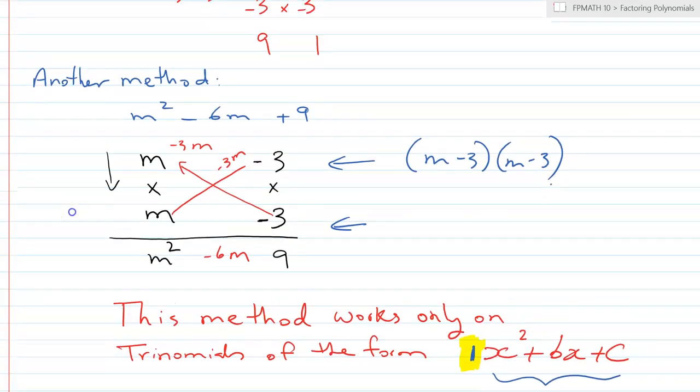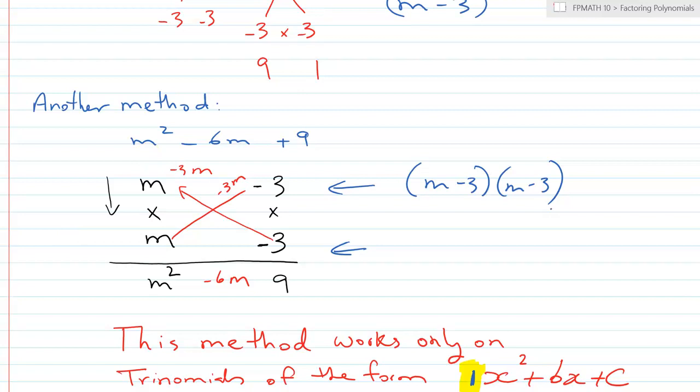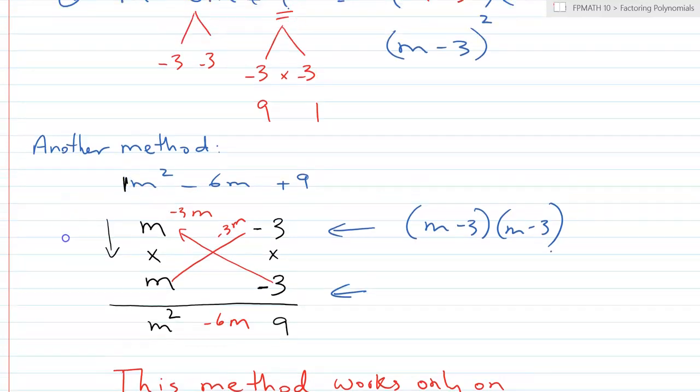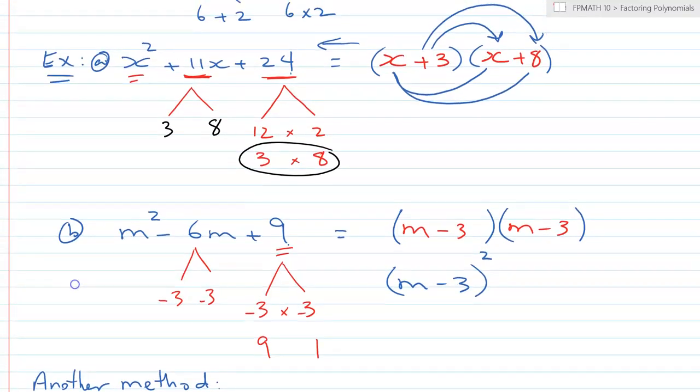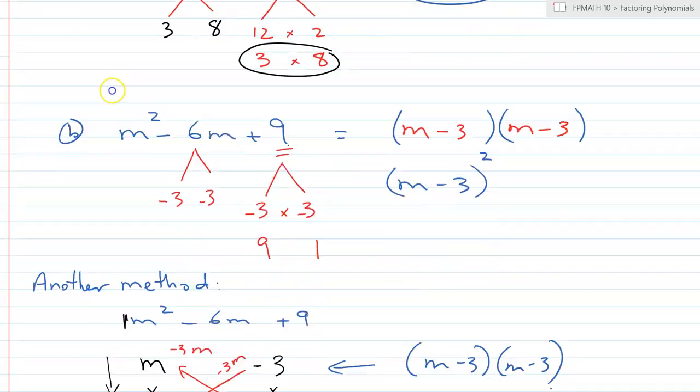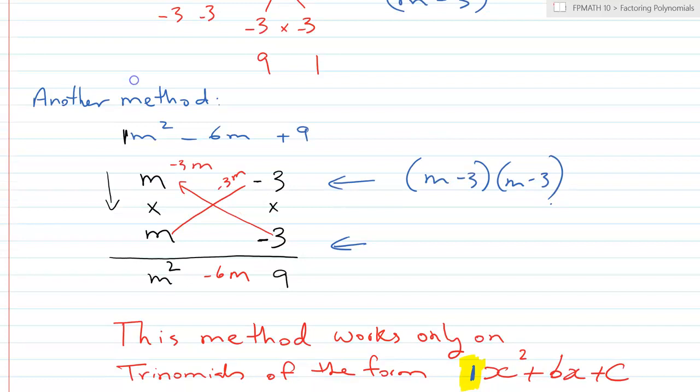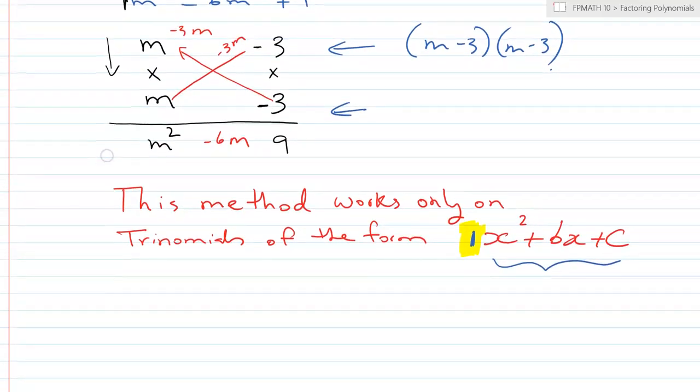So let's go back up here. This m squared, the coefficient is 1, so that's why. Here x squared, the coefficient is 1. So this method that we just went through only works when you have x squared plus bx plus c set up with the leading coefficient of 1. That's it.